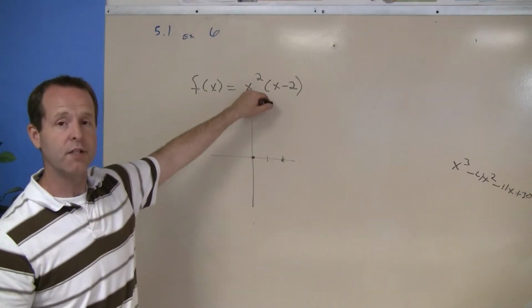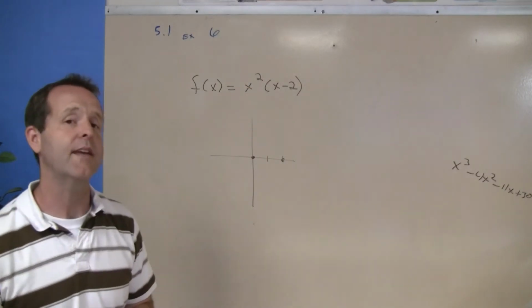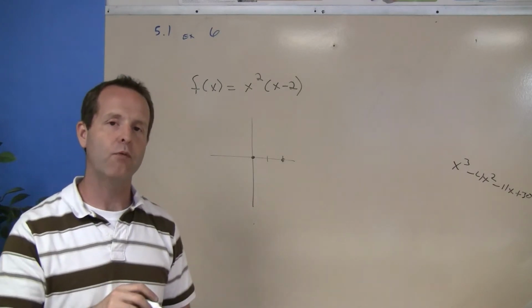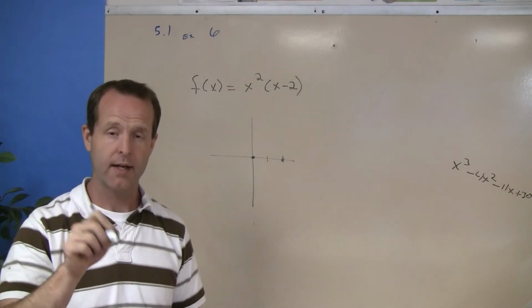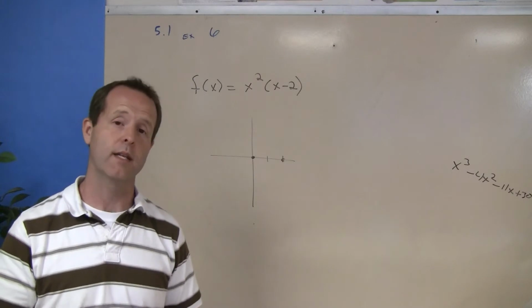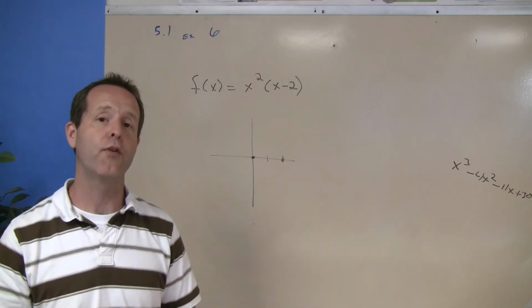Having a multiplicity of 2 or any other even number means that the graph will approach and touch that point, then turn back down. If it was an odd number, it will continue on through the graph.